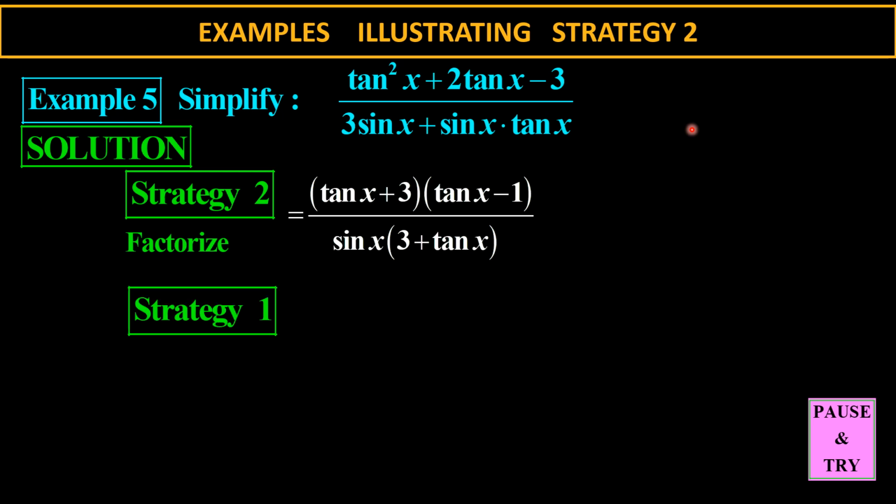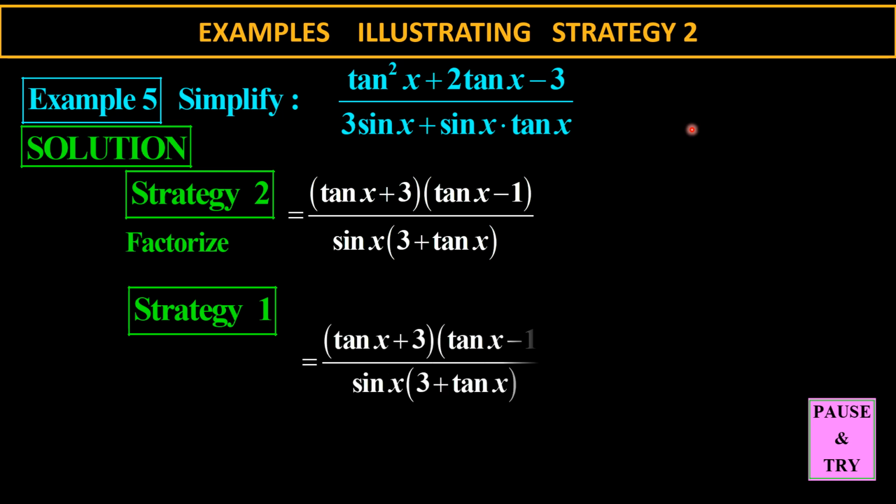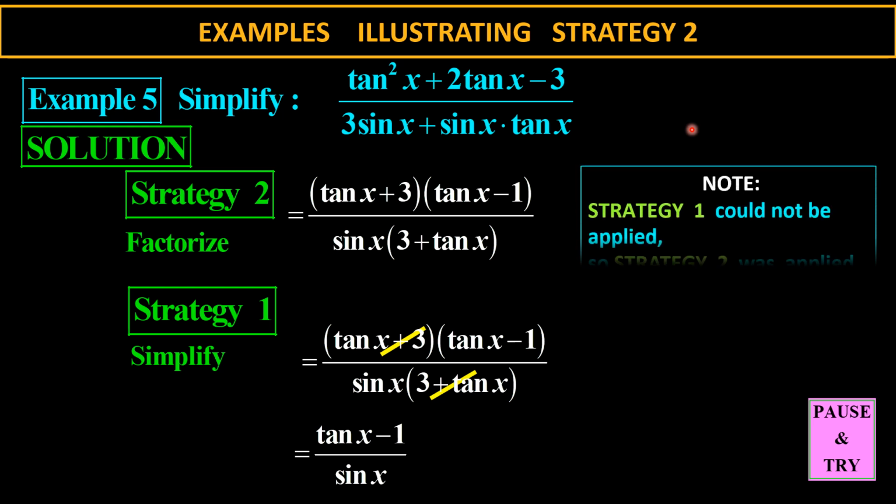Again, you go to strategy 1. Can we simplify? Yes. What type of simplification? We can just cancel the factors. Right? So I cancel the 2 factors, and then I end up with (tan x minus 1) over sin x. And there we have simplified it.